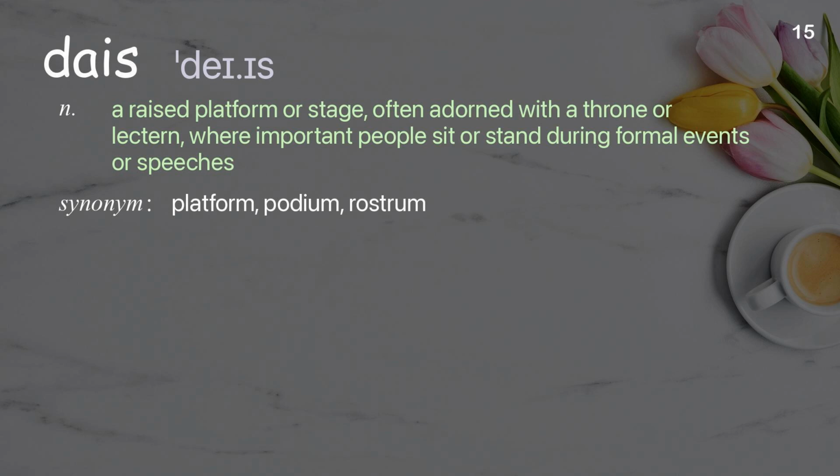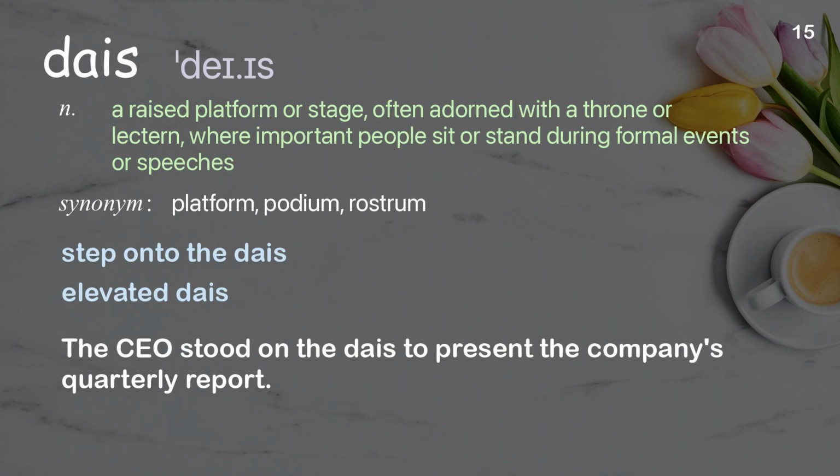Dais: a raised platform or stage, often adorned with a throne or lectern, where important people sit or stand during formal events or speeches. Examples: Step onto the dais. Elevated dais. The CEO stood on the dais to present the company's quarterly report.